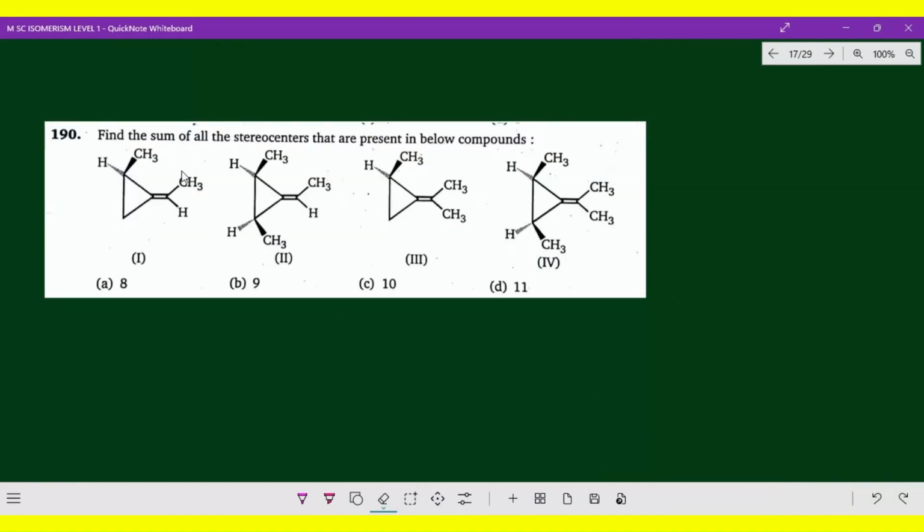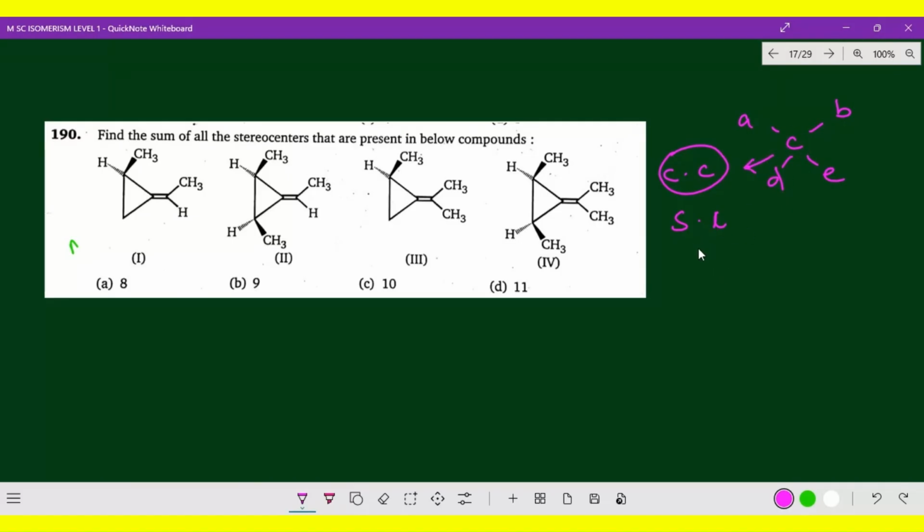The next question: find the sum of all the stereo centers that are present in the below compounds. Now let us check chiral center and stereo center so that you will get that idea. Chiral center means four different groups or atoms attached to that carbon, that is called a chiral carbon or chiral center. Now A, B, D, E. So this is called a chiral center or chiral carbon.